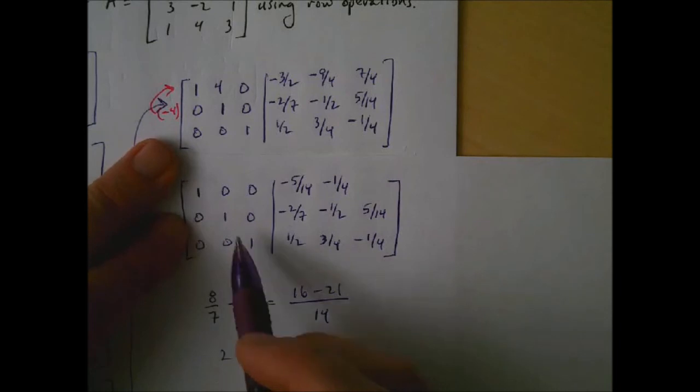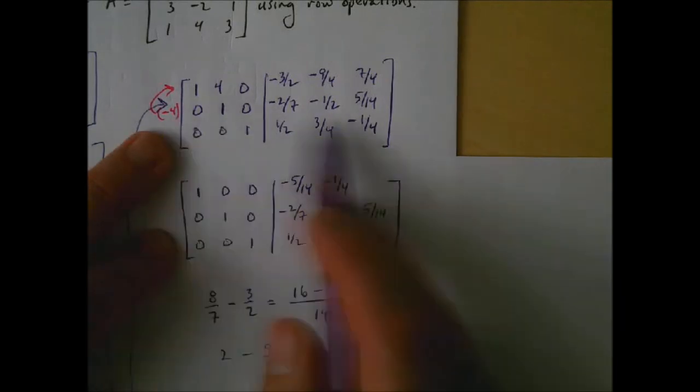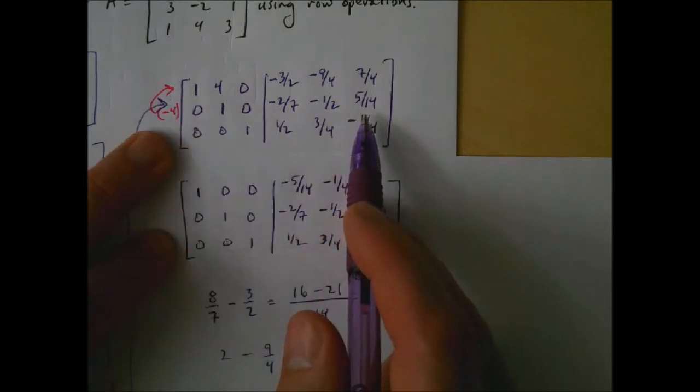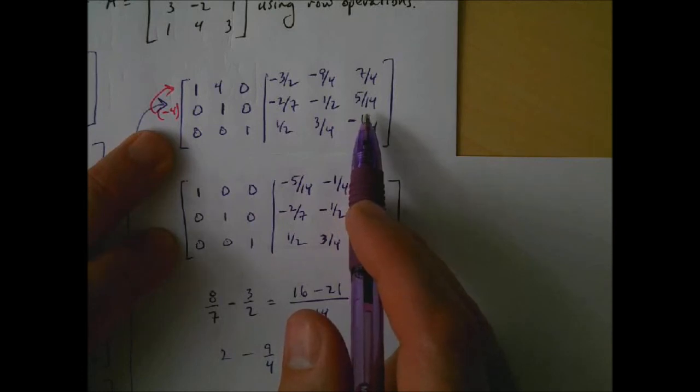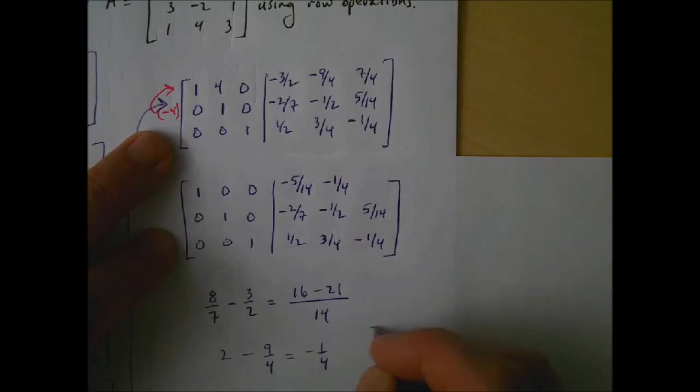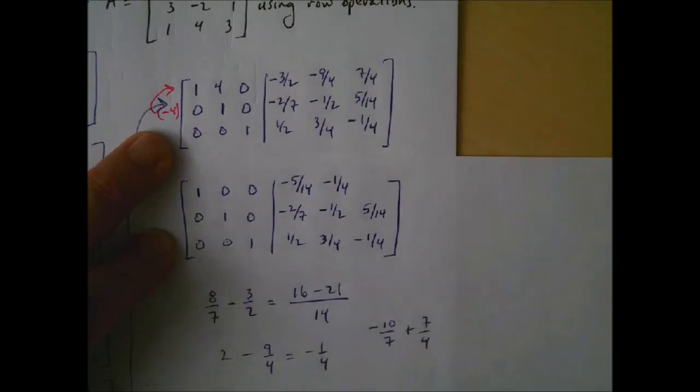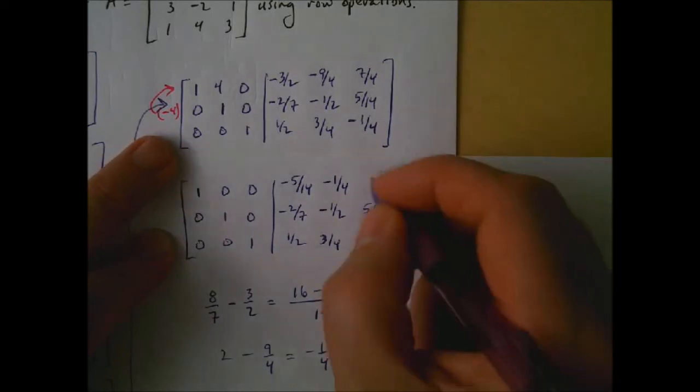Okay, last one, -4 times 5/14. So, okay, common factor of 2 there. So let's see, that's -10/7 plus 7/4. And so common denominator of 28. And so that's going to be 9/28.